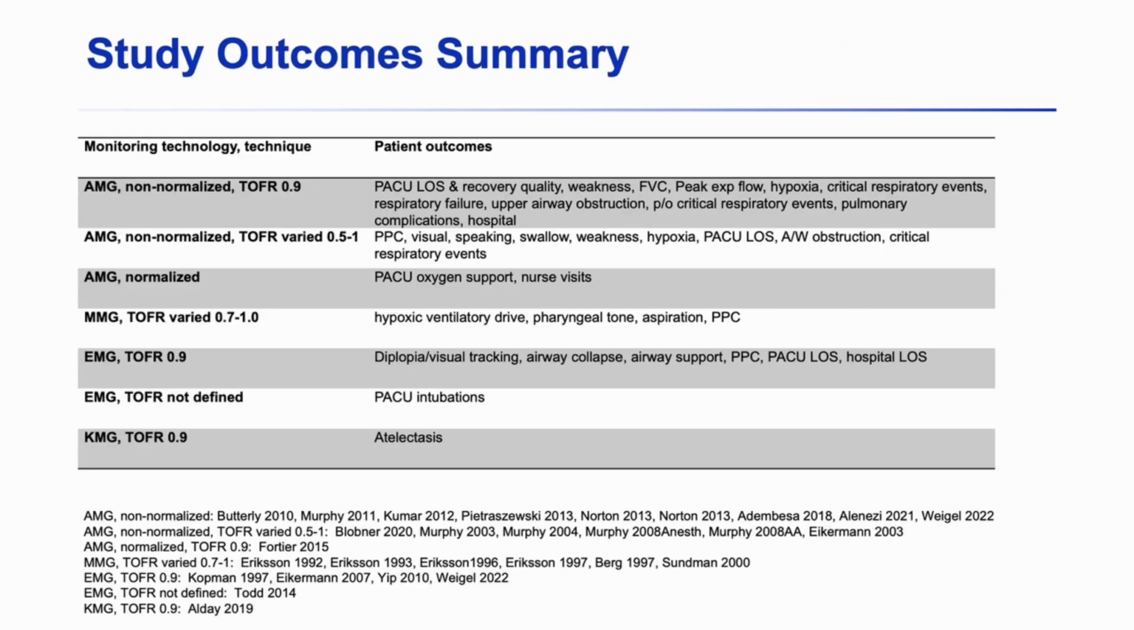I know it's a busy slide, but I'll just show you. The kinds of outcomes that have been found there: PACU length of stay is longer with residual paralysis. Recovery quality is diminished. Patients feel more weak. They have reduced forced vital capacity. Their peak expiratory flow is reduced. They have more incidence of hypoxia. There are more critical respiratory events. There's more often respiratory failure. Postoperatively, they have more upper airway obstruction. You have more post-op critical respiratory events. Pulmonary complications can be increased, and hospital length of stay is also increased.